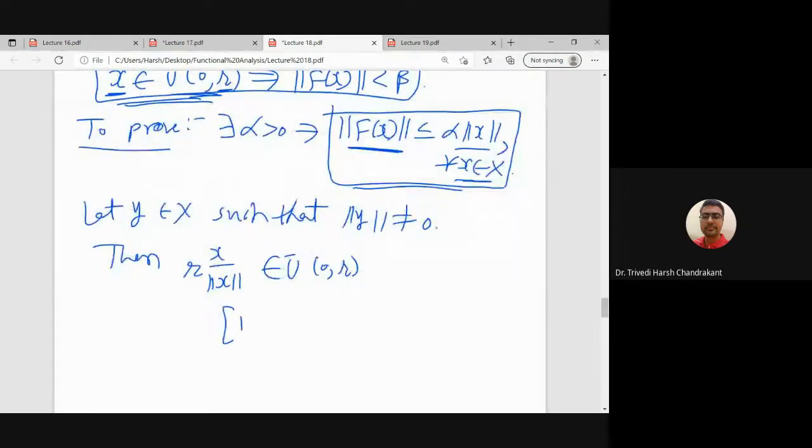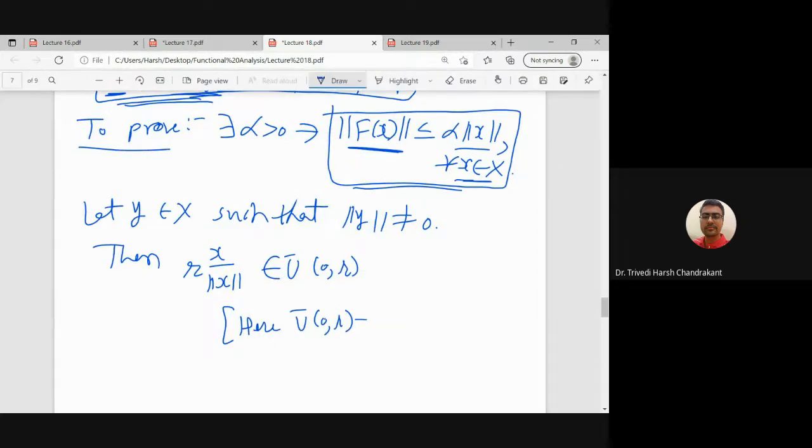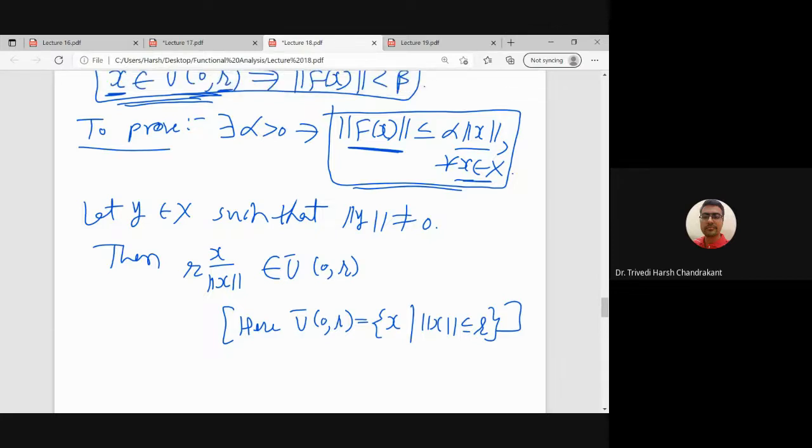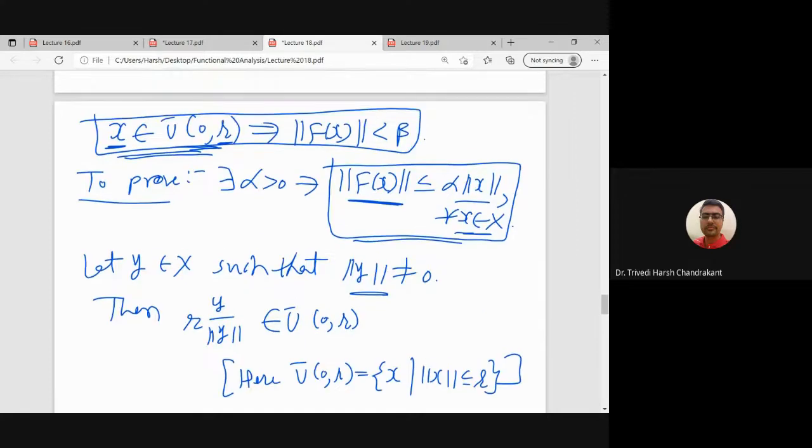So what is this closed ball U-bar(0, r)? Let us recall, that is the set of all x such that its norm is less than or equals to r. Yeah, so we have taken y, right? So this is a mistake. It is y divided by norm y. So r times y by norm y is an element of U-bar(0, r) because norm y is non-zero. And once we have this element, then we can use this condition.